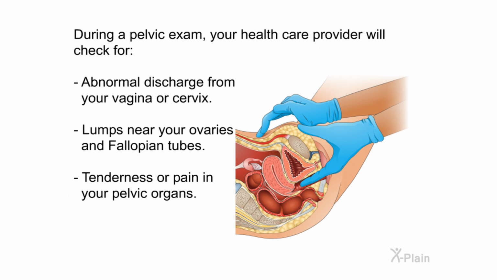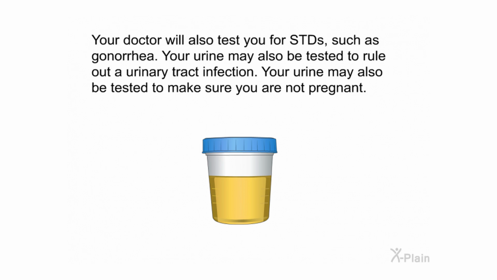During a pelvic exam, your healthcare provider will check for abnormal discharge from your vagina or cervix, lumps near your ovaries and fallopian tubes, tenderness or pain in your pelvic organs. Your doctor will also test you for STDs, such as gonorrhea. Your urine may also be tested to rule out a urinary tract infection. Your urine may also be tested to make sure you are not pregnant.